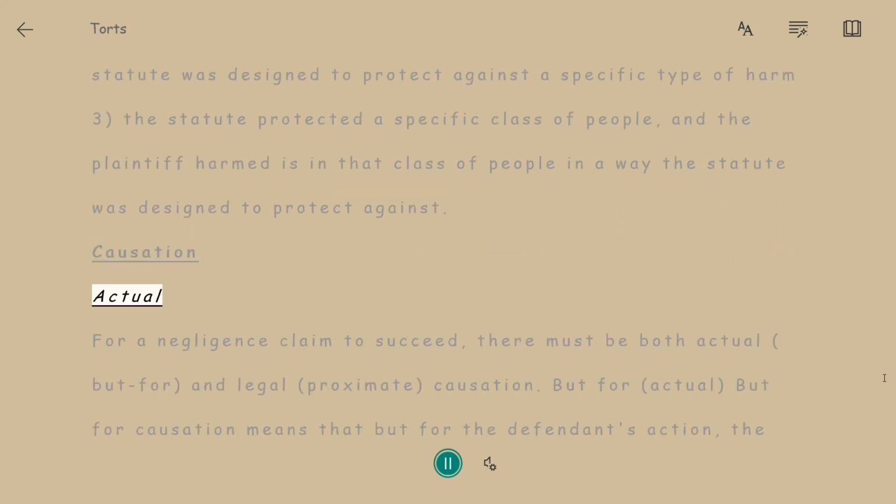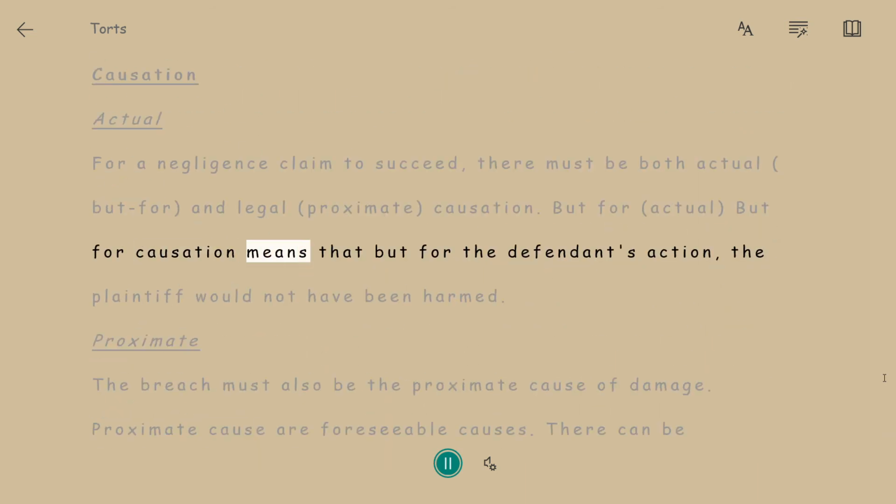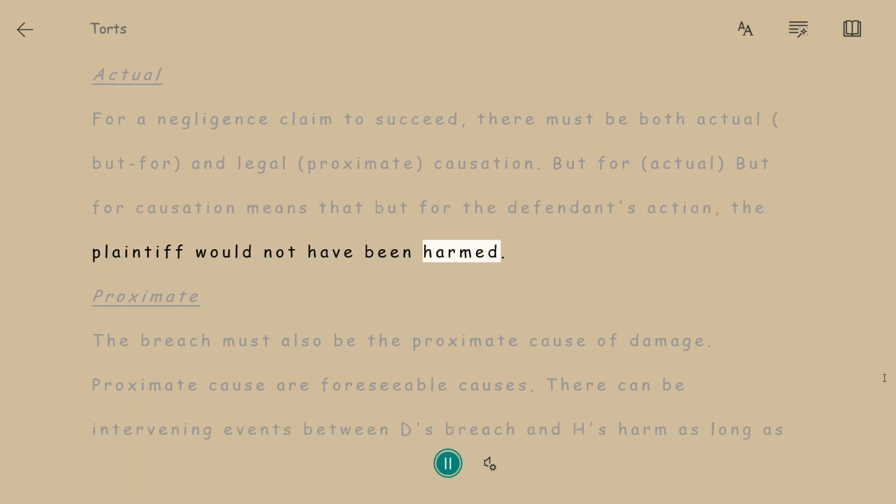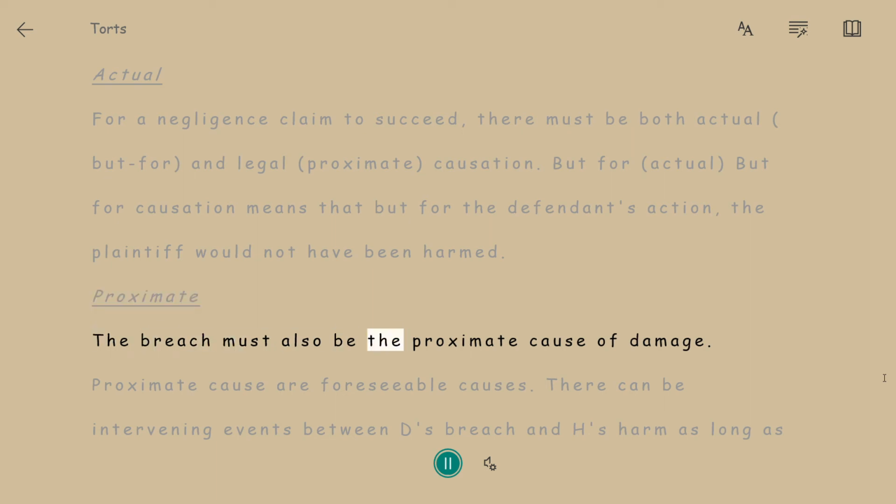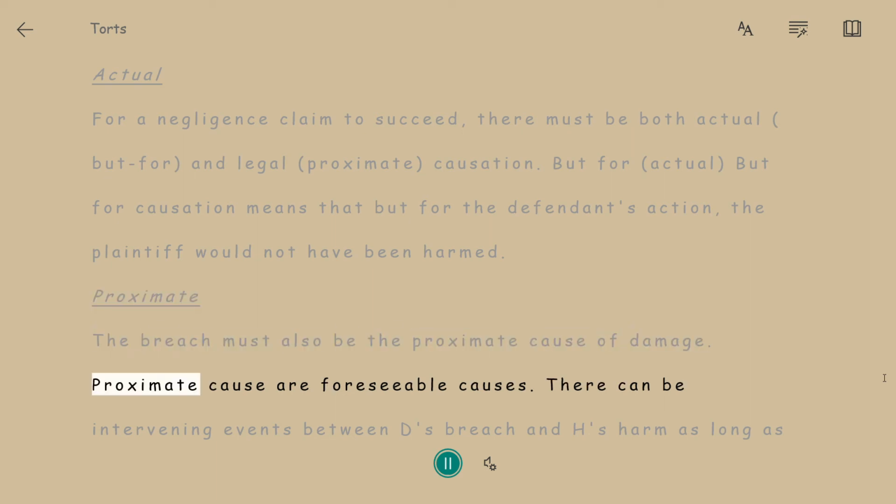Causation. Actual. For a negligence claim to succeed, there must be both actual, but-for, and legal, proximate, causation. Actual, but-for causation means that but for the defendant's action, the plaintiff would not have been harmed. Proximate. The breach must also be the proximate cause of damage. Proximate cause or foreseeable causes.